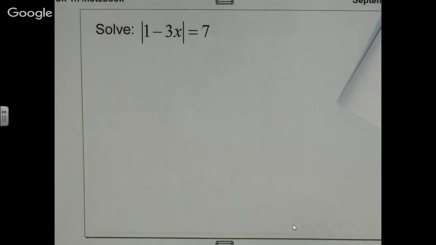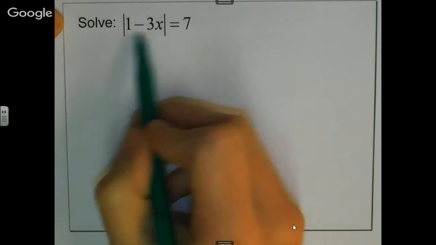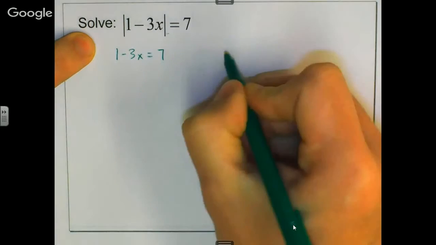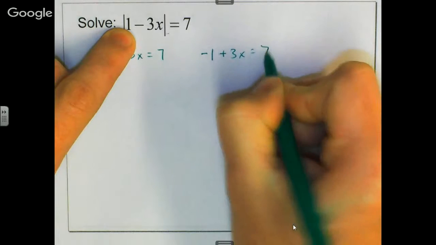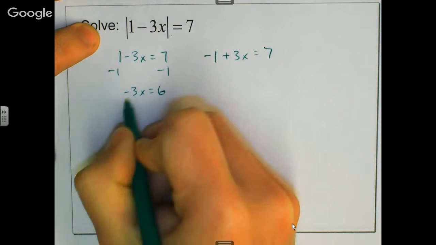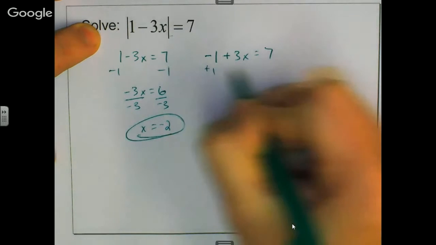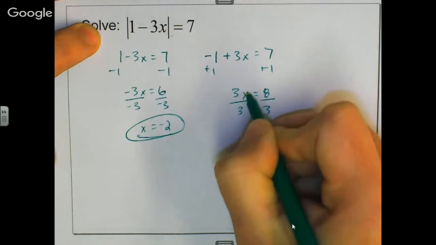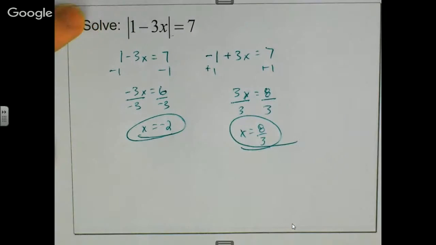All right, so I have absolute value of 1 minus 3x equals 7. So again, the absolute value is all by itself. So I will take the positive, which changes nothing. But then I will take the negative, which turns it to minus 1 plus 3x equals 7. So minus 1, negative 3x equals 6, divide by minus 3, x equals minus 2. Add 1 plus 1, 3x equals 8, divide by 3, divide by 3. And x equals 8/3. And those are your two answers.